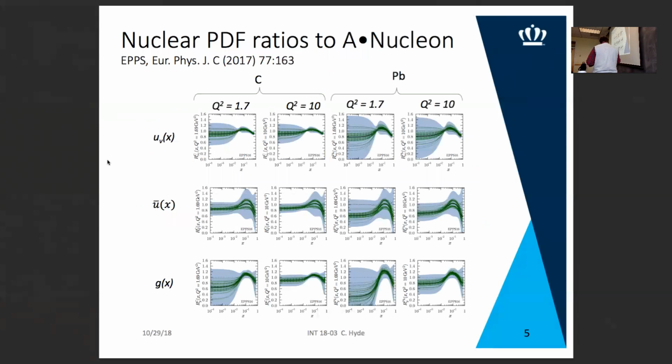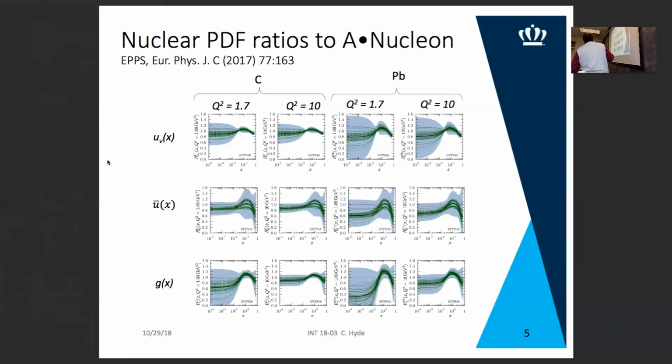So this is a very recent analysis of a very wide range of data. This is carbon and lead, modest Q squared and large Q squared. So they have every possible species. They have here the valence up quark. I just pulled out of that the valence up quarks, the anti-quarks, and the glue.